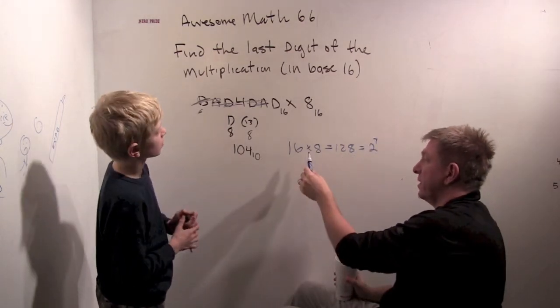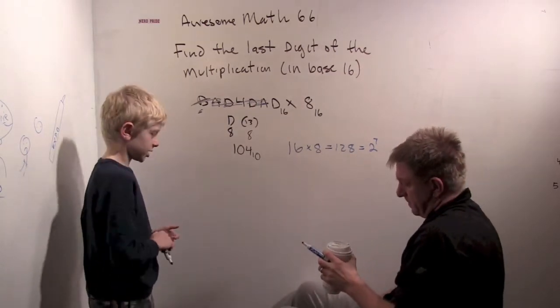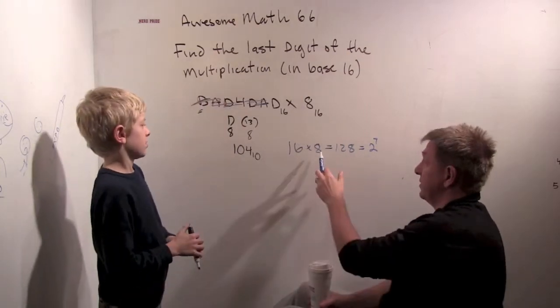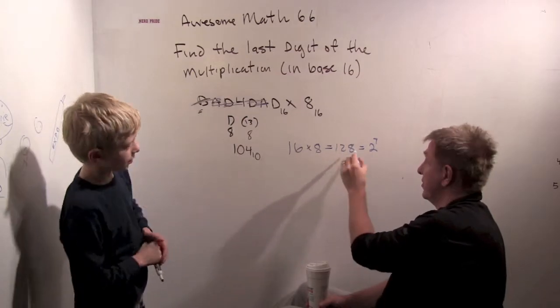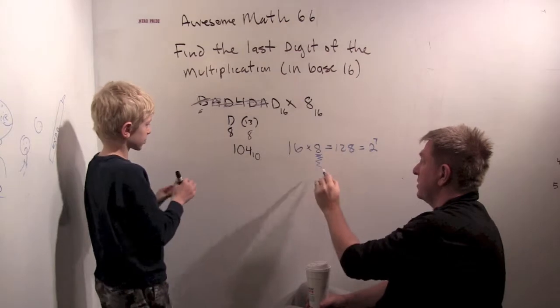How can I tell quickly that this is not 16 times 6? Well, 6 has a 3 as a divisor, so 16 times 6 can't be 128 because there are no 3's in it. Anyway, 16 times 8 is 128.